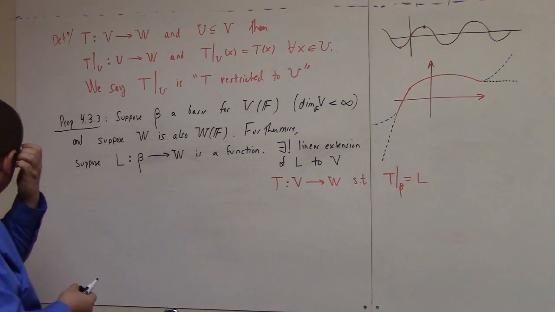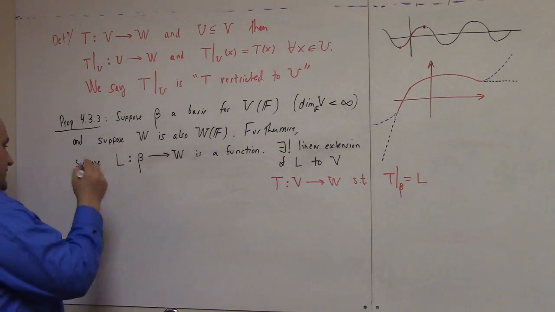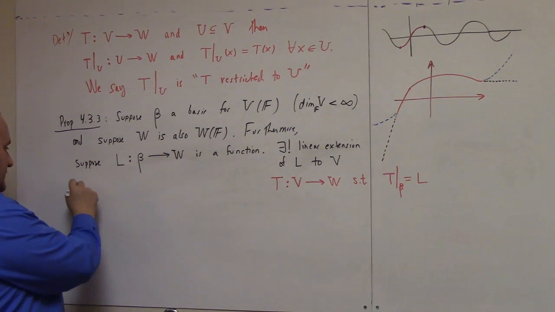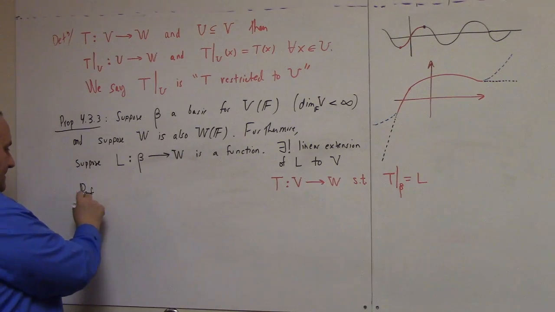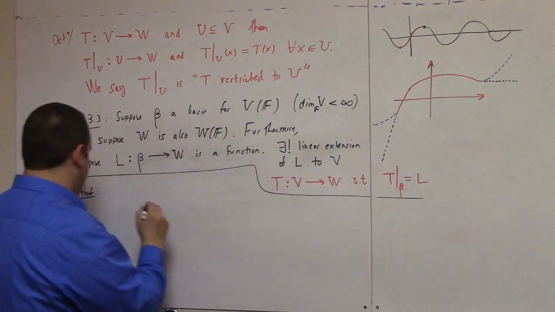Now, what are we doing? How do we prove this? Well, I want to prove there exists a unique linear extension from L to V. So here's what I do. Good proof. The proof is actually mostly a calculation, so here goes.